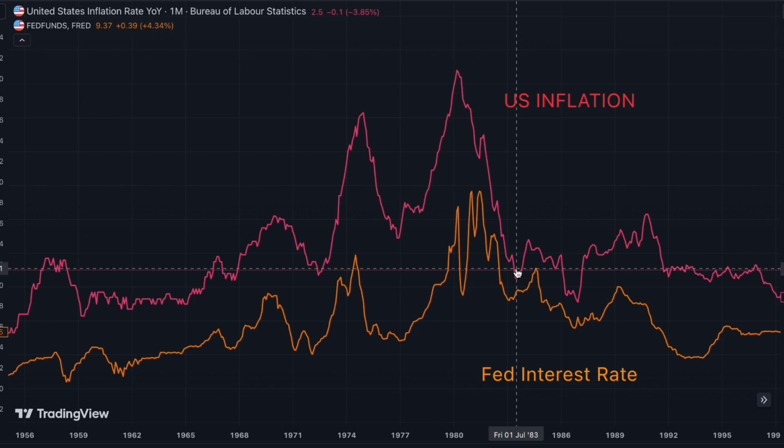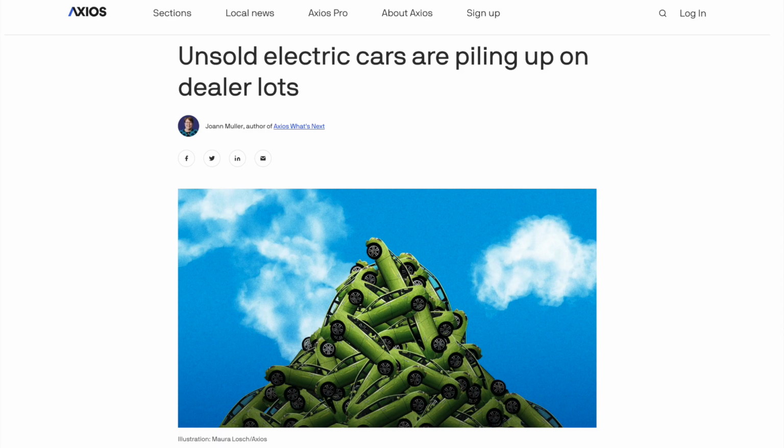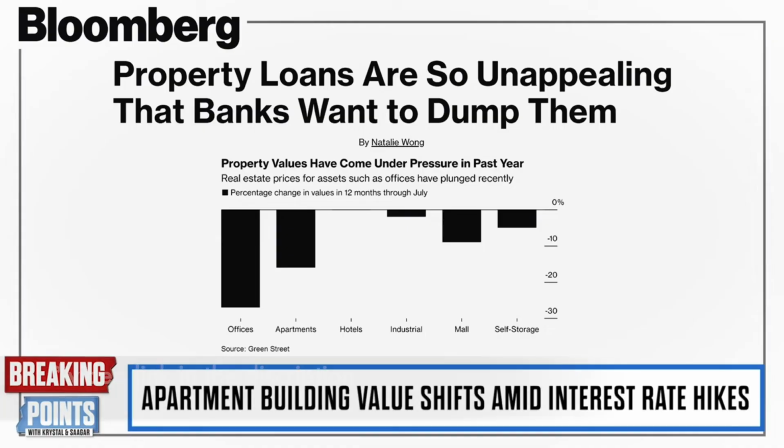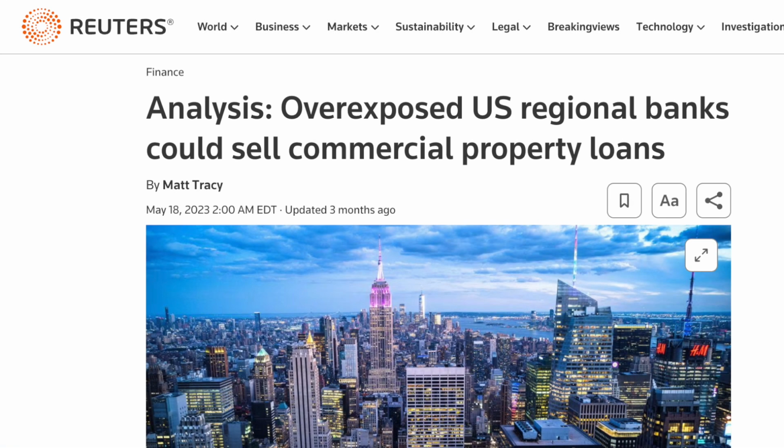Okay, so are we starting to see any warning signs in the economy? If you're paying attention, yes. Used car wholesale prices are down 11%. Dealers can't sell EVs, even after massive price cuts. Commercial real estate prices are down too. Office buildings are down more than 25%. But look, apartments, industrial buildings, malls, self-storage, they're all down year over year. And the regional banks, who hold most of that debt, are sitting on these losses. Most of this is short-term debt.